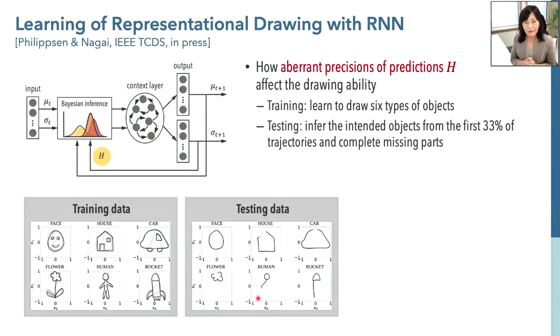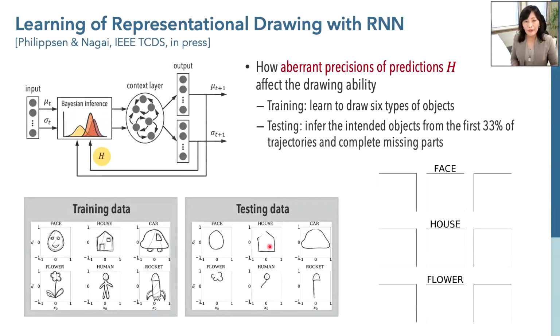So this is the first experiment. We introduced the drawing behaviors as a cognitive task. This is the training data. We designed 6 different types of drawing, like face, house, car, and so on. We first trained the network to reproduce these 6 different patterns through backpropagation through time. And then after the training, we let the network infer the intended patterns of the trajectories by giving only the first 33% of the trajectories, and then let the network complete the missing parts. For example, here the eyes and mouth are missing, so the network had to complete the eyes and mouth.